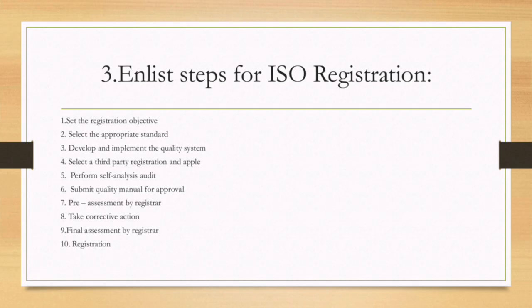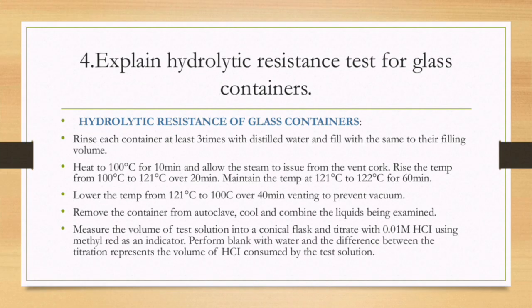Fifth, perform the self analysis audit. Sixth, submit the quality manuals for the approval. Seventh, pre assessment by the registrar. Eighth, take the corrective action. Ninth, final assessment by the registrar. And tenth is the registration. Fourth, explain hydrolytic resistance test for glass container.